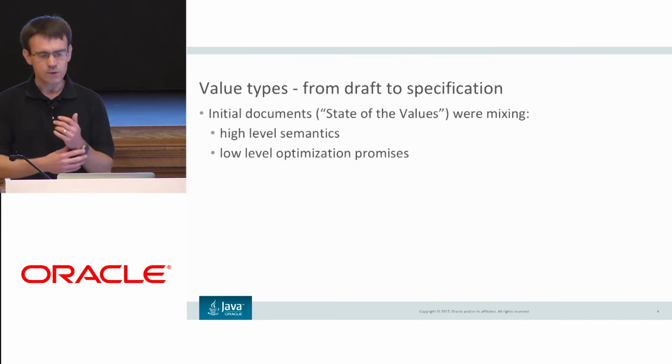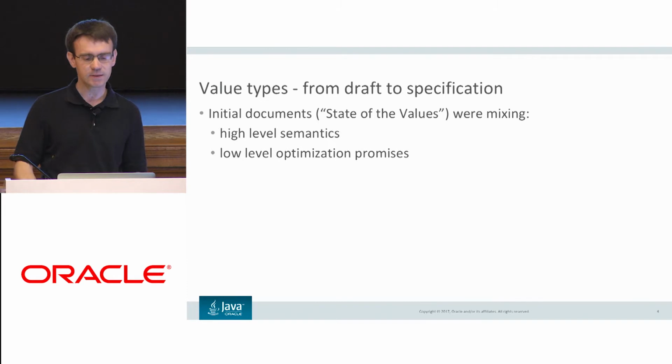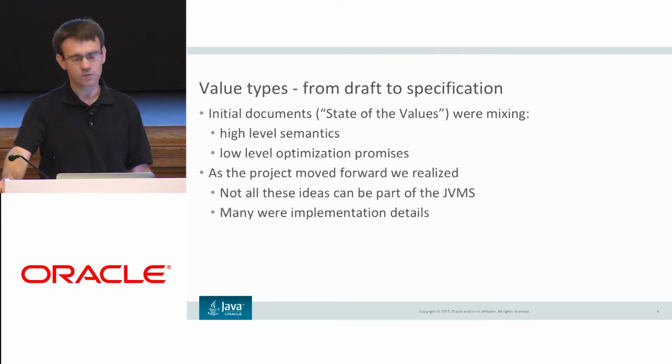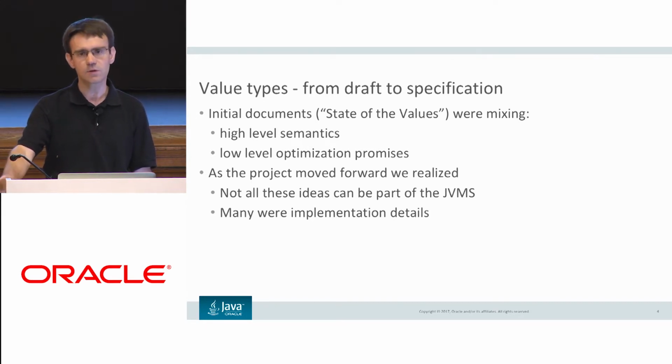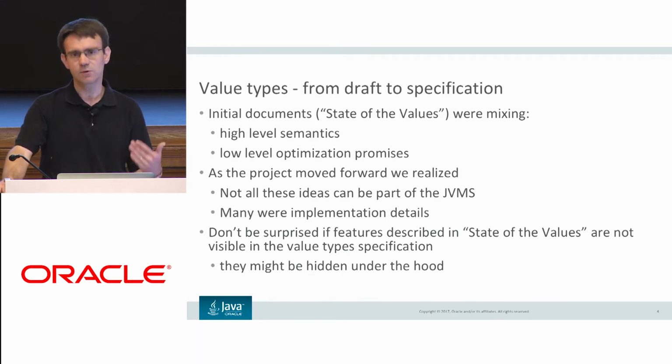If you are following the Valhalla project, there are a number of documents named State of the Value that have been published. They are describing the project and the goals, but this is a mix of high-level semantics, like no identity and immutability, and also some very low-level optimization details, like how value types could be broken down into components on the stack. As the project moved forward, we realized that not all these ideas could be pushed into the JVM specification. In fact, many of them were implementation details. So we are preparing a spec for the minimum value type.